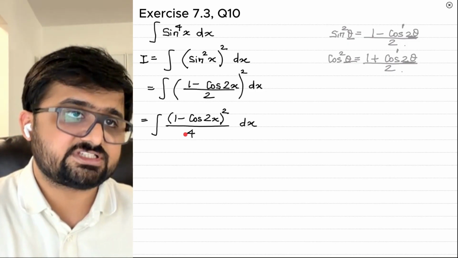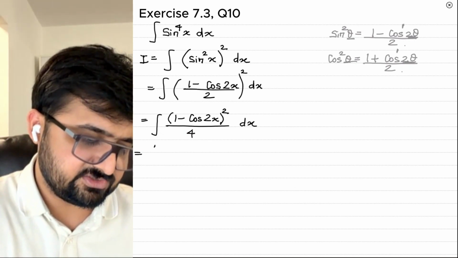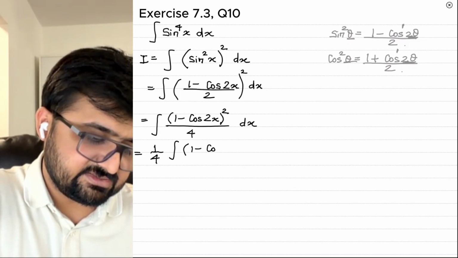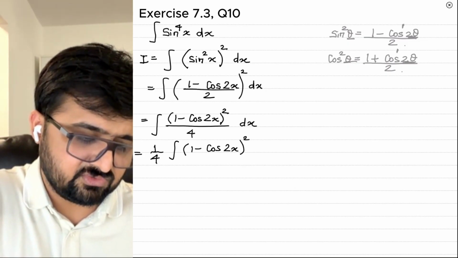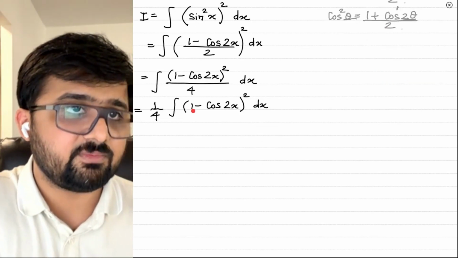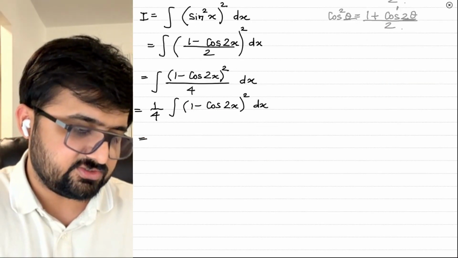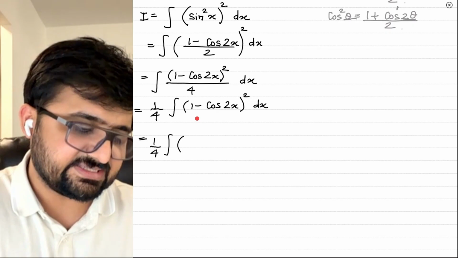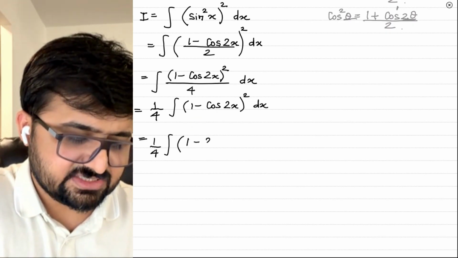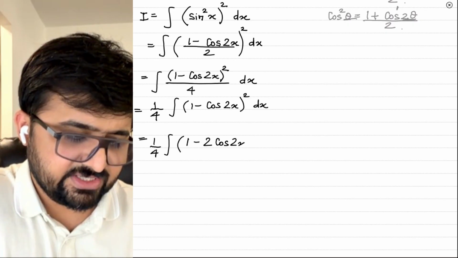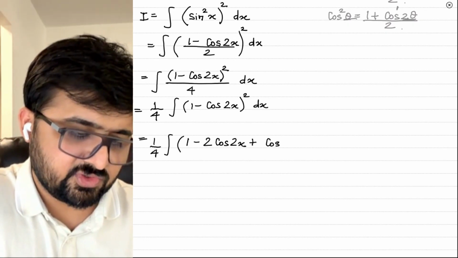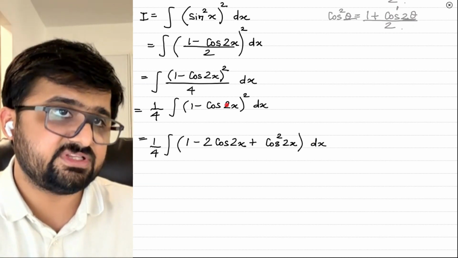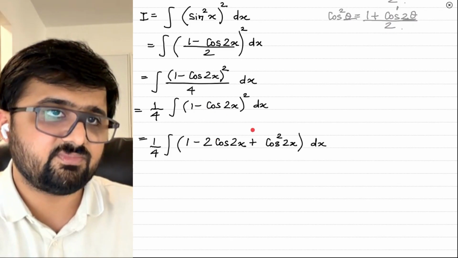Now that 4 is constant, it can be taken out of the integration. So you get 1 by 4 integration of 1 minus cos 2x the whole squared dx. Now we can apply the formula a minus b the whole squared here. So that will become 1 by 4 integration of a square, 1 square, which is 1, minus 2ab, so 2 cos 2x, plus b square, so cos square 2x, dx. Just apply that formula, a square minus 2ab plus b square.